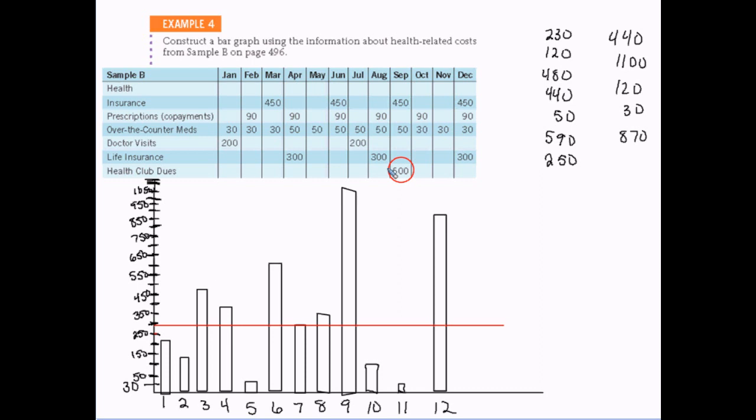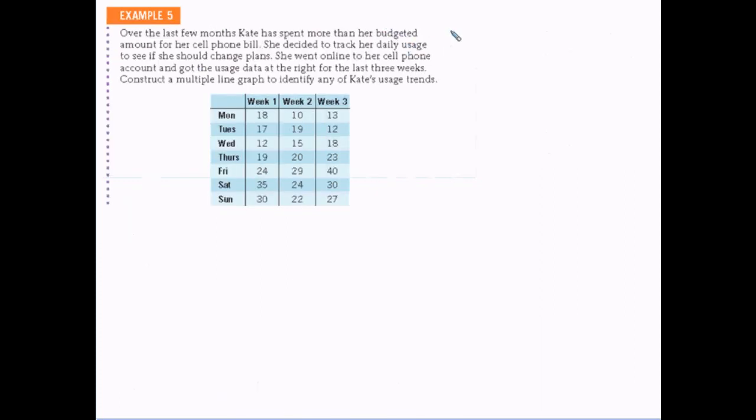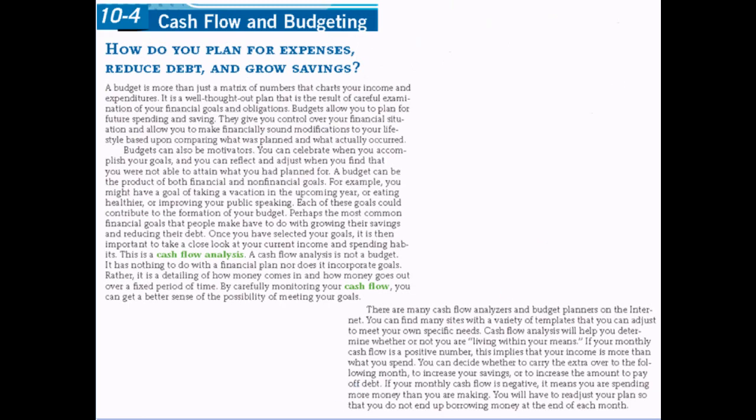Does that make sense? Because this is very difficult to budget, this up and down thing, because your income is not going up and down with the bills. Just because I have bigger bills in September doesn't mean I made more money in September. Any questions on that? Okay. All right. We're going to stop here, actually.